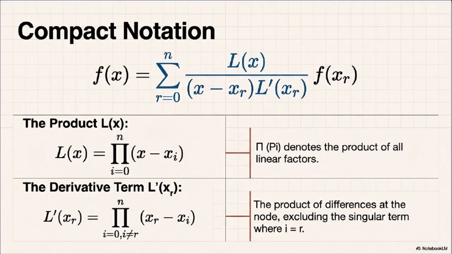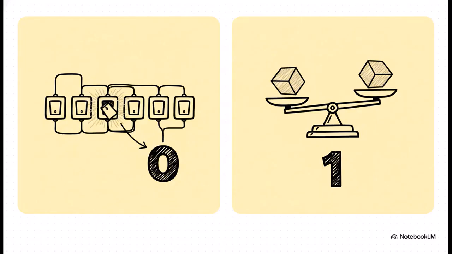The big sigma just means add everything up. The big pi means multiply everything. The real engine, the real magic is in that fraction. That's what builds our light switches. Let's see how the top and bottom work together. And this is just so clever.